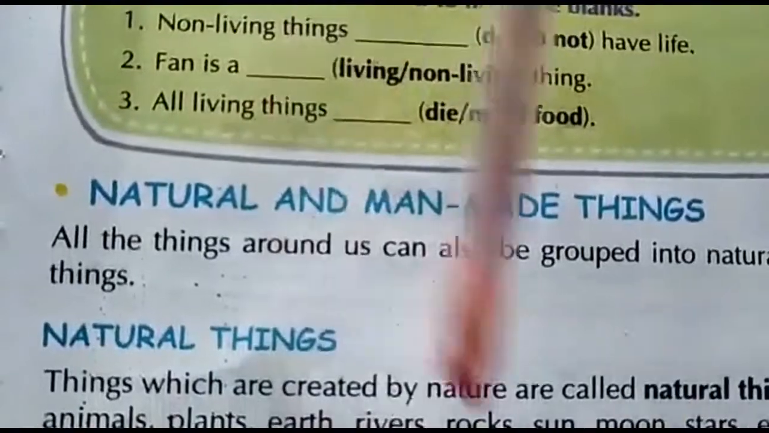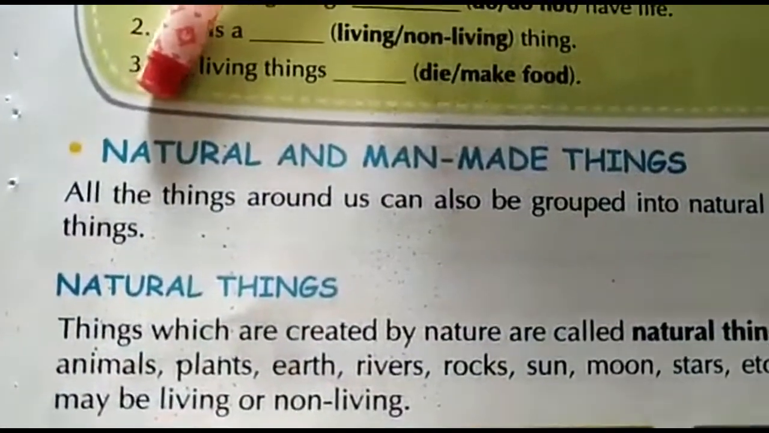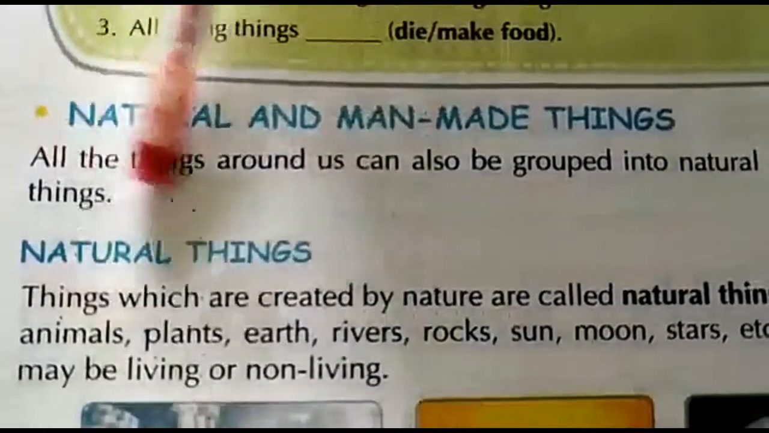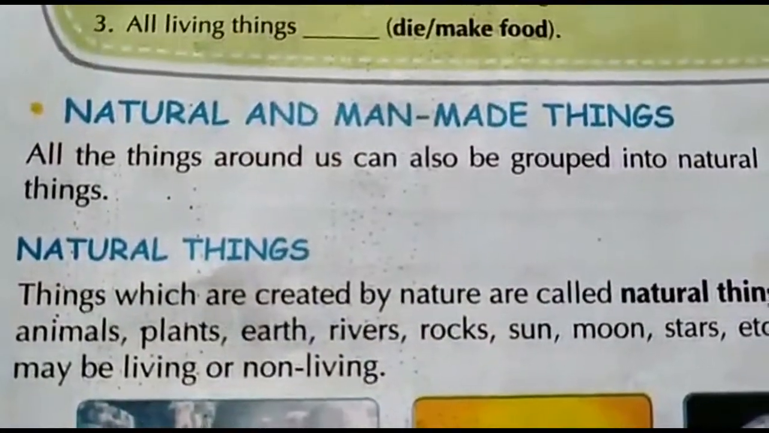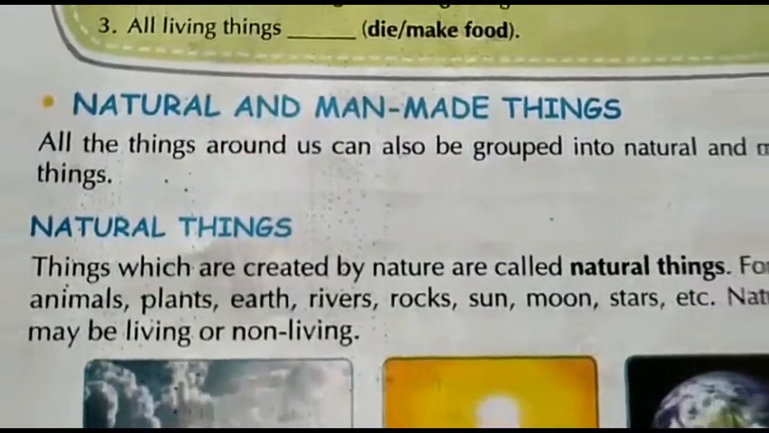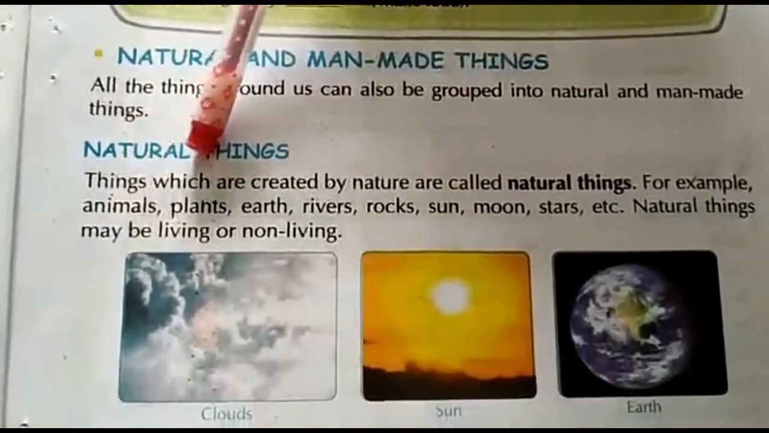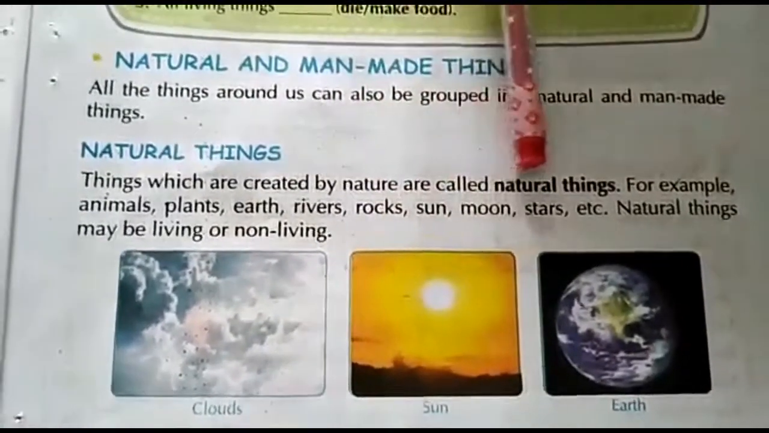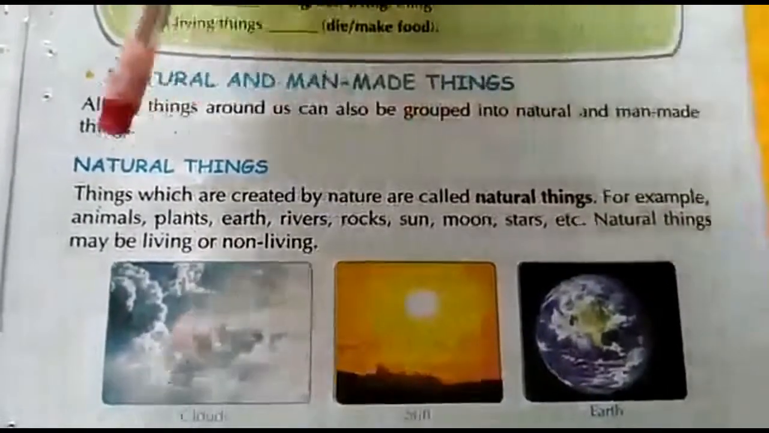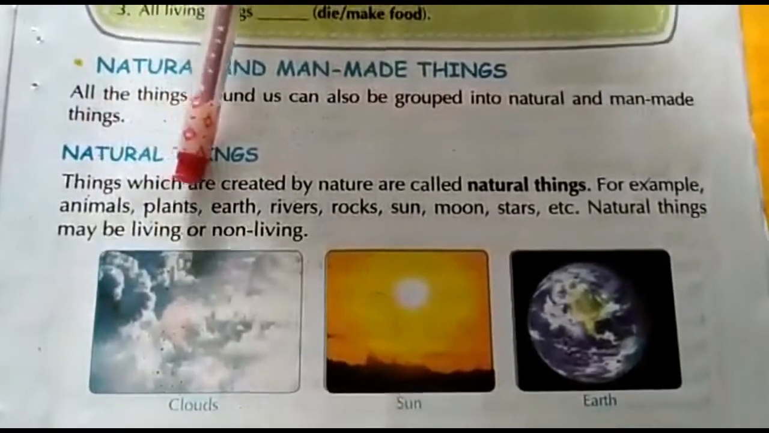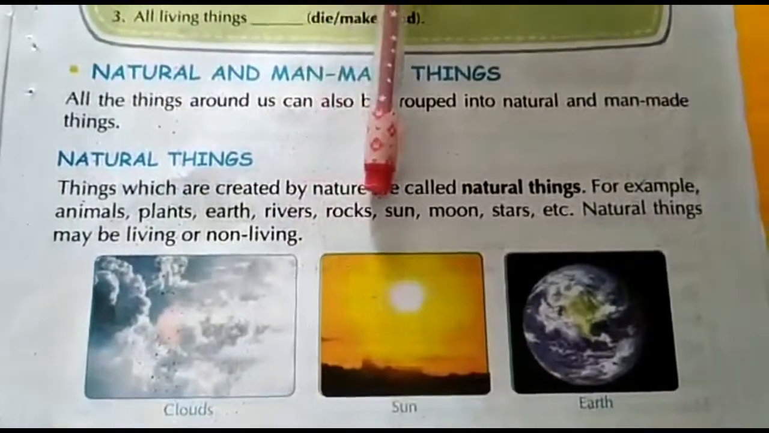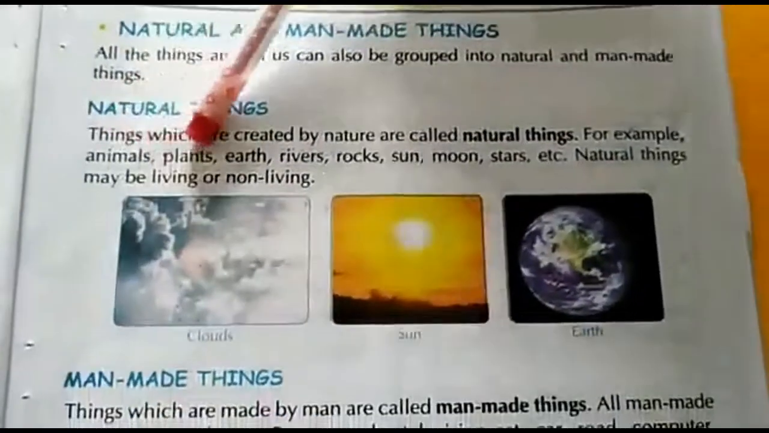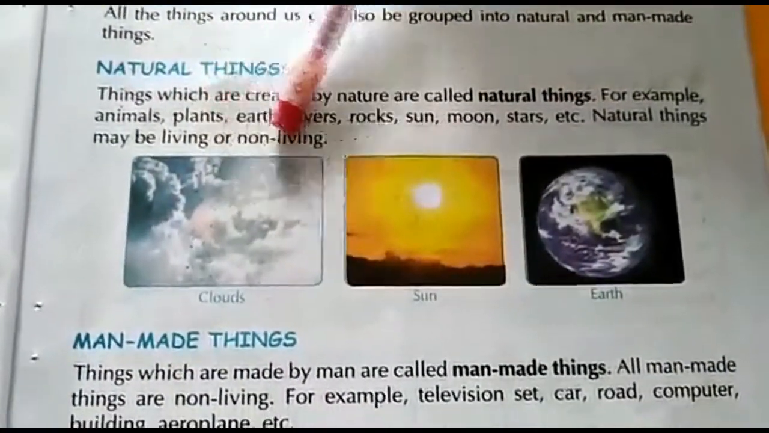Yes. We are going to learn about natural and man-made things. Natural things: the things which are created by nature are called natural things. For example, animals, plants, earth, rivers, rocks, sun, moon, stars, etc. Natural things may be living things or non-living things.